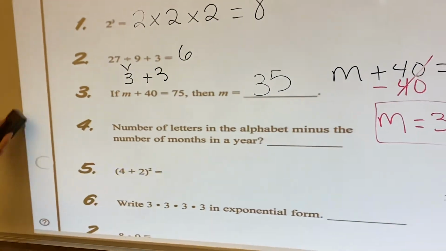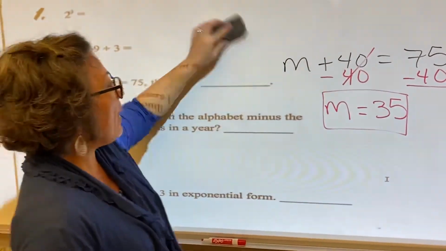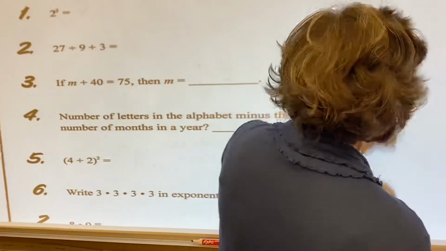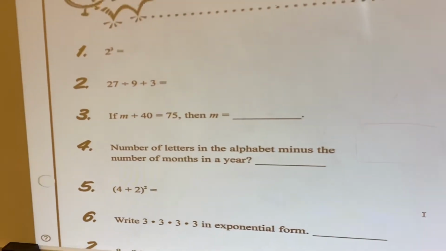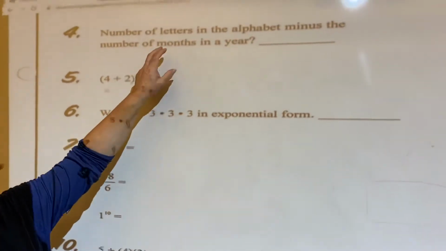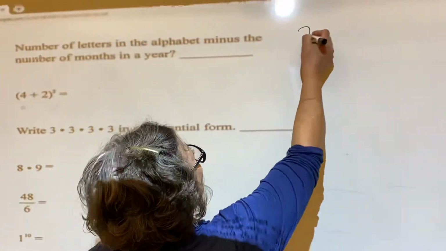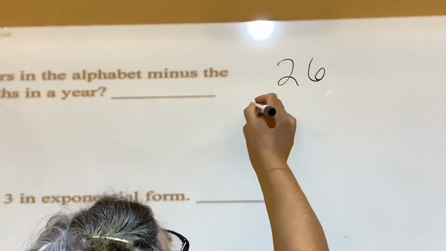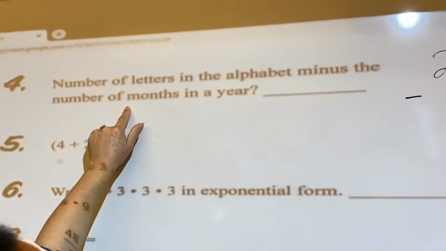Next one: number of letters in the alphabet minus the number of months in a year. All right, the last time I checked, there were 26 letters in the alphabet, and minus, because it's right here, the number of months in the year. So we have 12 months.